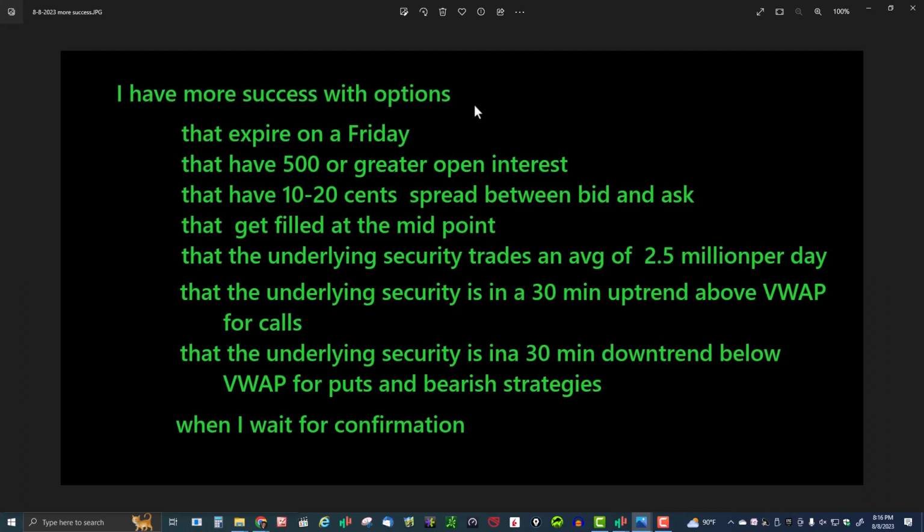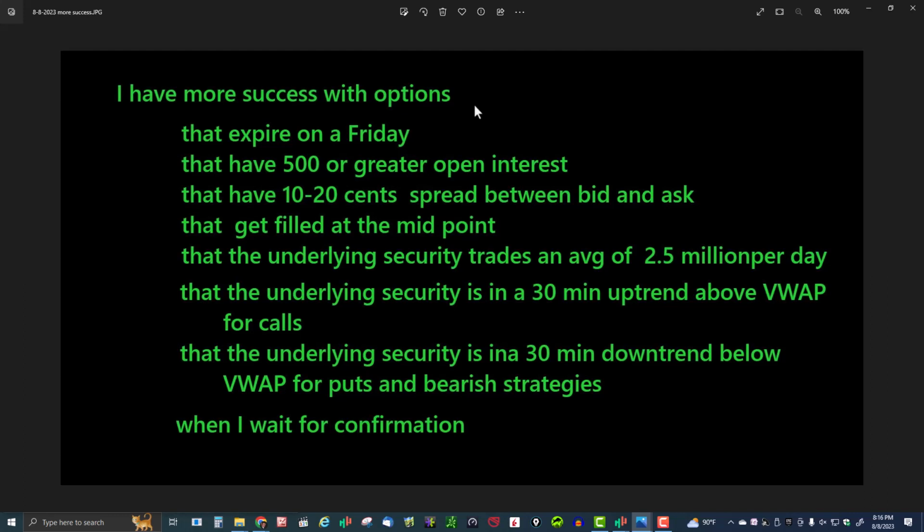Okay, I find that if they have a 10 to 20 cent spread between the bid and the ask, or less, the smaller the better, I have more success. When I get filled at the midpoint, I find I have more success. When the underlying security trades an average of 2.5 million shares per day, I find I have more success with that option.